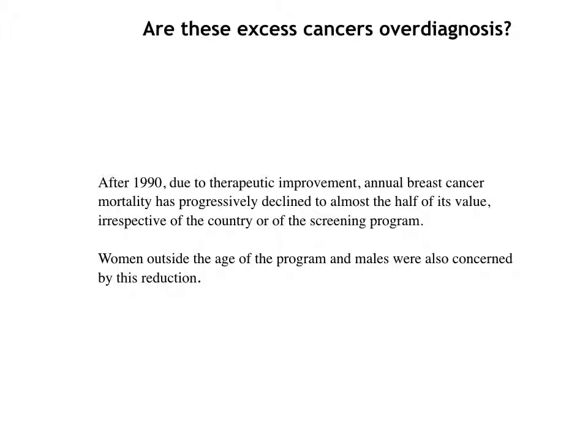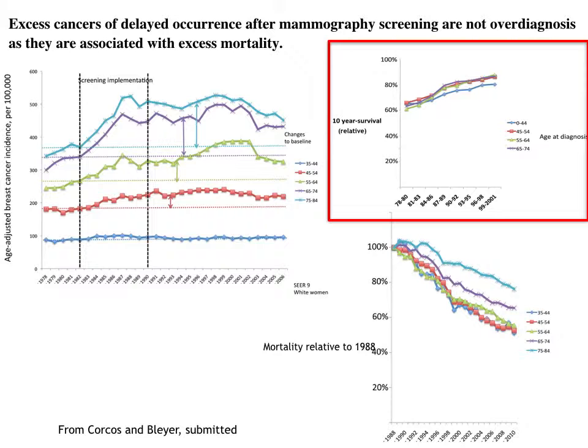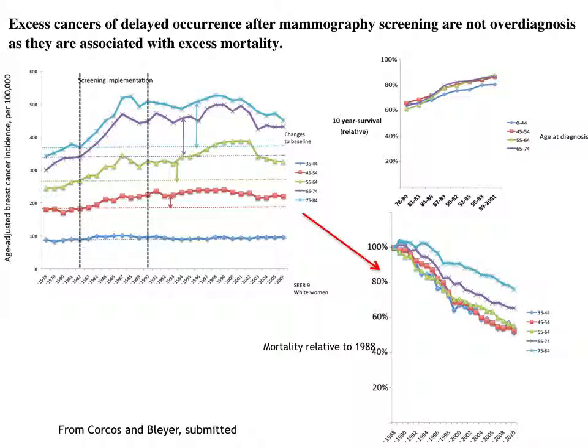After 1990, due to therapeutic improvement, annual breast cancer mortality has progressively declined to almost half of its value, irrespective of the country or of the screening program. Women outside the age of the program and males were also concerned by this reduction. 10 years survival after diagnosis was improved for each age group. However, the reduction of mortality relative to 1988 was not as great in older age groups, in an age-dependent manner, indicating that the excess cancers were associated with excess mortality. In other words, it was not overdiagnosis.